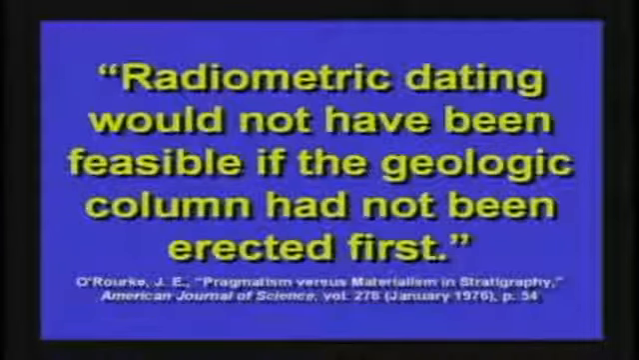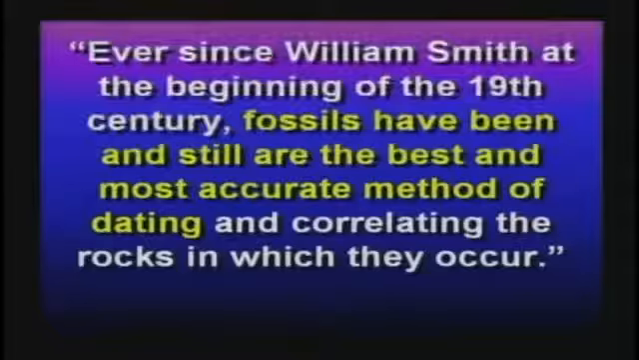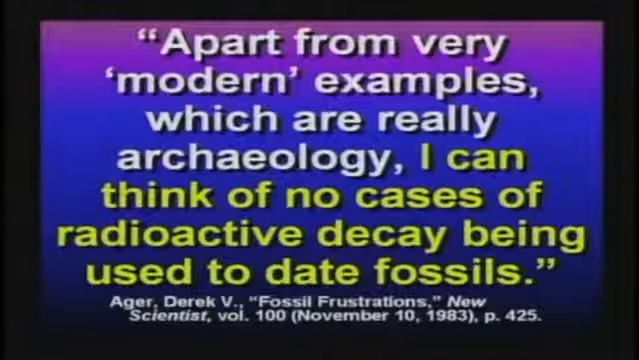Radiometric dating would not have been feasible if the geologic column had not been erected first. Ever since William Smith at the beginning of the 19th century, fossils have been and still are the best and most accurate method of dating and correlating the rocks in which they occur. Apart from very modern examples, which really are archaeology, I can think of no cases of radioactive decay used to date fossils. They don't date fossils by carbon dating, they date them by their geologic position. That's how it's done. But here's what happens.